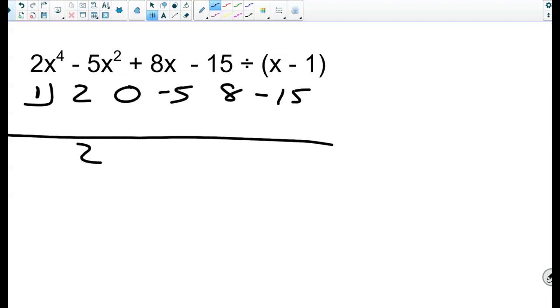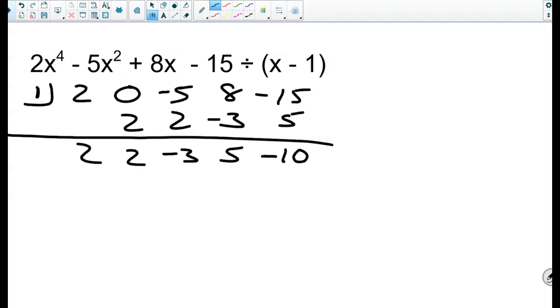We drop that 2. 1 times 2 is 2. 0 and 2 is 2. 2 times 1 is 2. Negative 5 and 2 is negative 3. Negative 3 times 1 is negative 3. We end up with a 5. And 5 times 1 is 5. And we end up with a negative 10 as our remainder.